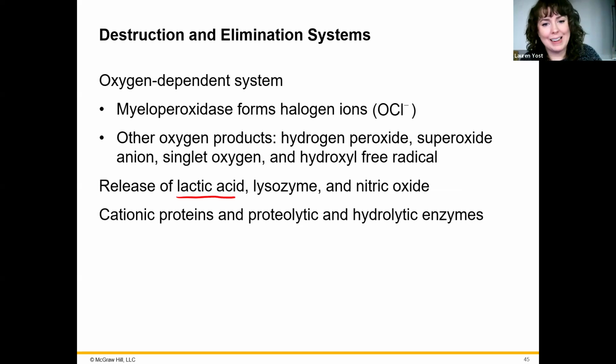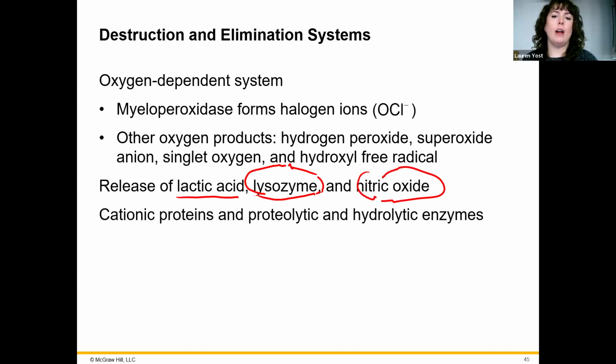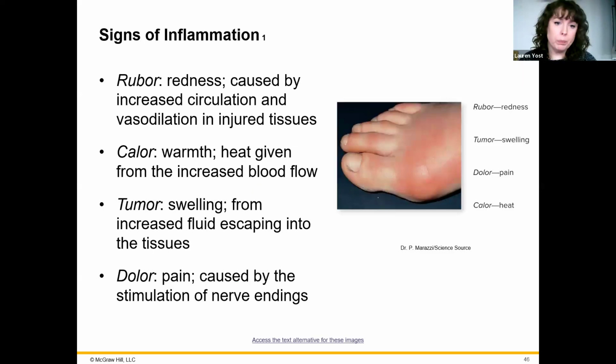We have lactic acid, pretty normal, but the acid can skew the pH and make some things unhappy. Lysozyme, remember that breaks down peptidoglycan. And then nitric oxide. And there can be other enzymes and other molecules involved as well that can be deadly. All hanging out in that lysosome, just waiting to mix up, okay? So that, we've done that.